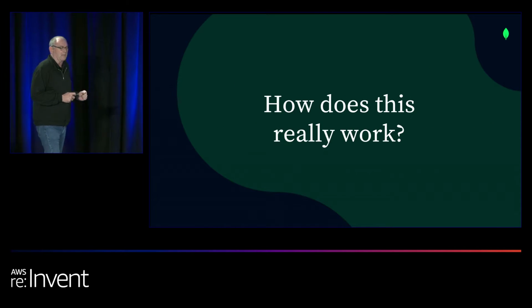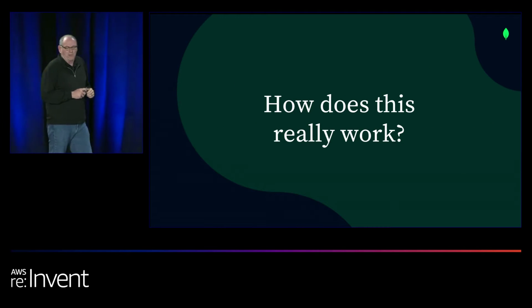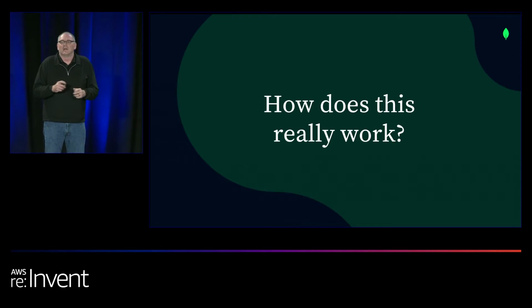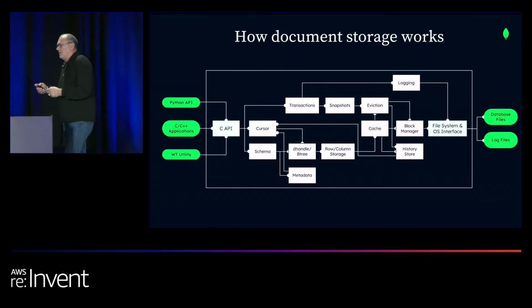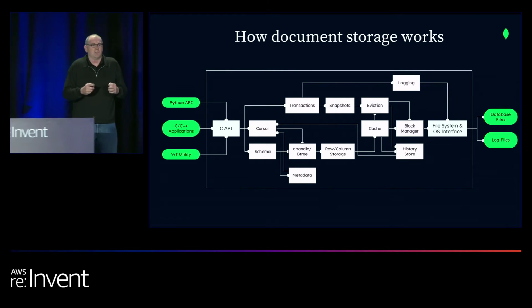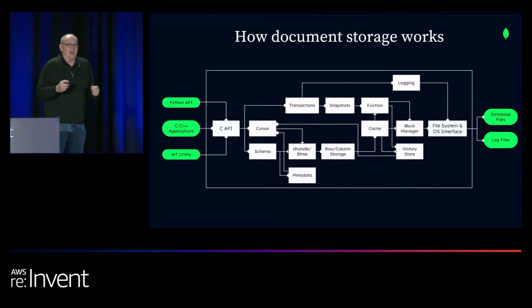So what does that really mean, right? How does this really work? When we break all this down and we start talking about structuring data according to the way the application uses it, to understand what is really happening when we move data around, we kind of need to understand what happens and how document storage really works, right?